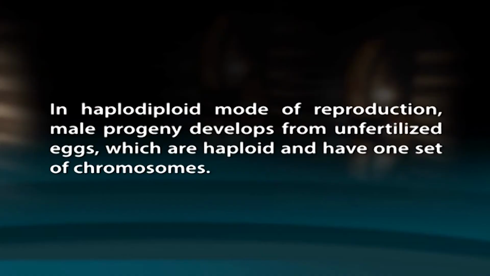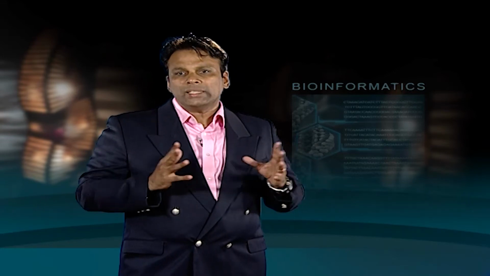In this mode, male progeny develops from unfertilized eggs, which are haploid and have one set of chromosomes, while the fertilized honeybee eggs, which are diploid and have two sets of chromosomes, differentiate into worker bees and queens. Later on, it was discovered that honeybees lack sex chromosomes. Here, according to the complementary sex determination hypothesis, the single sex determination locus, in short known as SDL, determines the sexual fate.